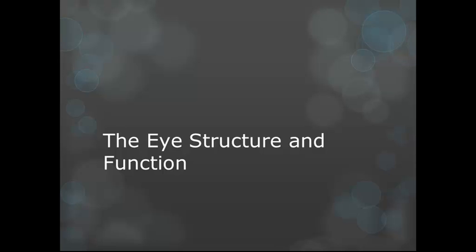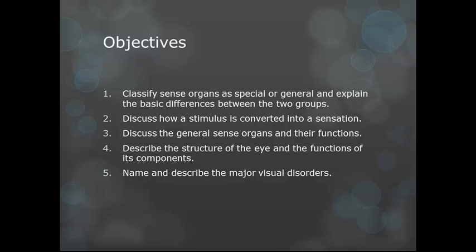The Eye Structure and Function Lecture. The objectives of this lecture are to classify sense organs as special or general and explain the basic differences between the two groups, discuss how the stimulus is converted into a sensation, discuss the general sense organs and their function, describe the structure of the eye and the functions of its components, and name and describe the major visual disorders.